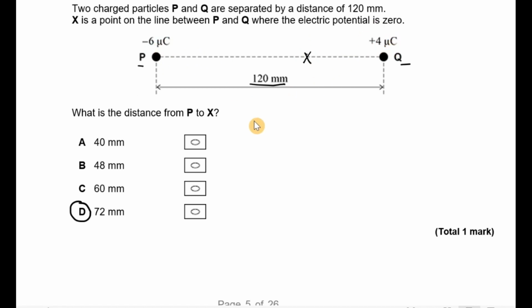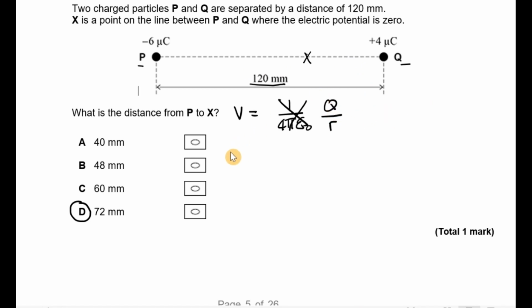So what equation am I going to use to help answer this? I'm going to use electrical potential is equal to 1 over 4 pi epsilon 0 charge over the distance. First of all, I'm just going to ignore this 1 over 4 pi epsilon 0. It's just a constant. You'll see it's just sort of irrelevant for this particular equation. We're just looking at ratios of distance and ratios of charge.